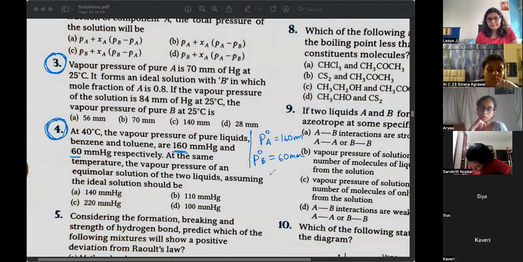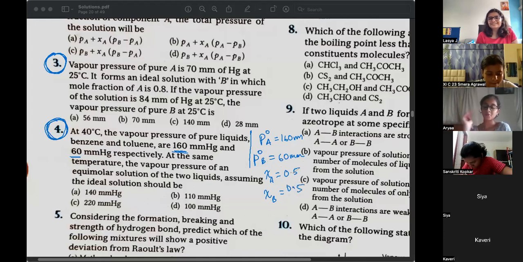Equimolar meaning like the x1 is equal to x2. Yeah. If x1 equal to x2, what values can they be? So chi A. How do we know what values will be? This is mole fraction. So if the number of moles of benzene equal to the number of moles of B, so 0.5, 0.5. Yeah, that is it. Like once you get it, it's pretty simple, direct.